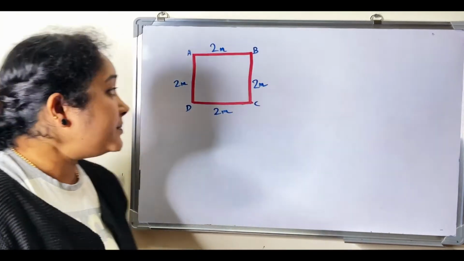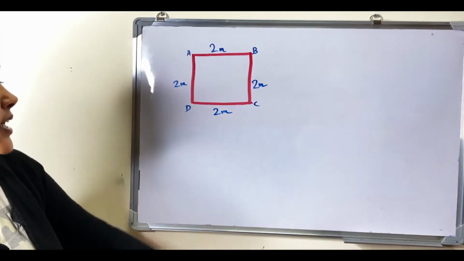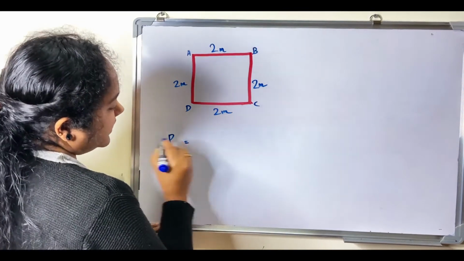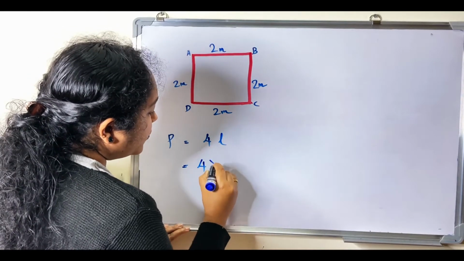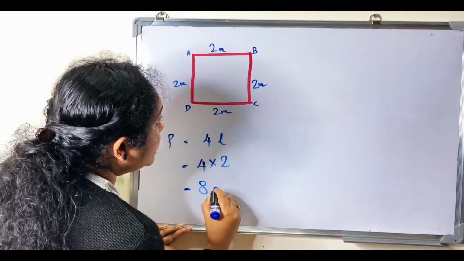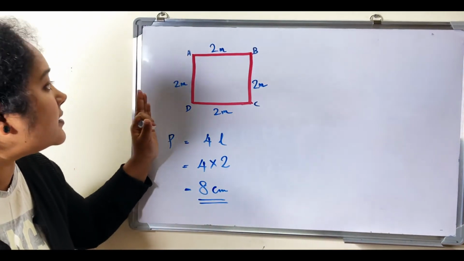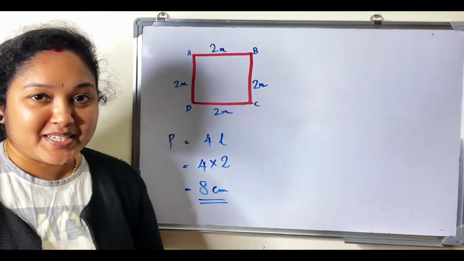Here is the example. AB, BC, CD, AD are equal to 2 centimeter. So the perimeter of the square is equal to 4L. That is equal to 4 into 2. That is 8 centimeter. The perimeter of this closed figure ABCD, or square, is equal to 8 centimeter.